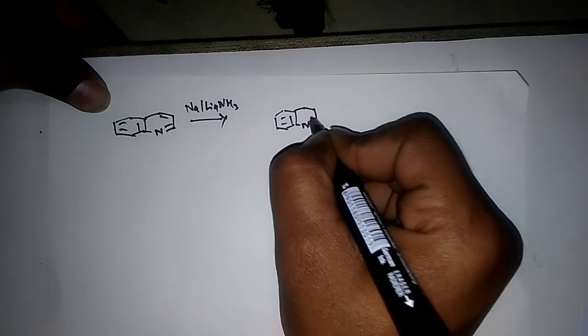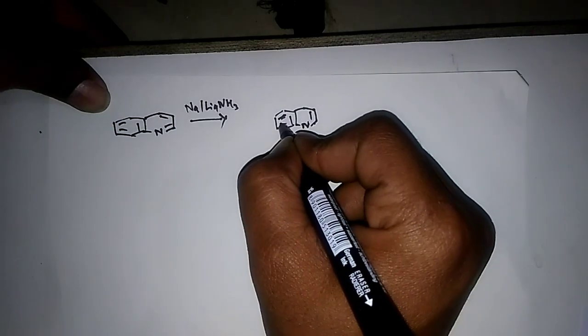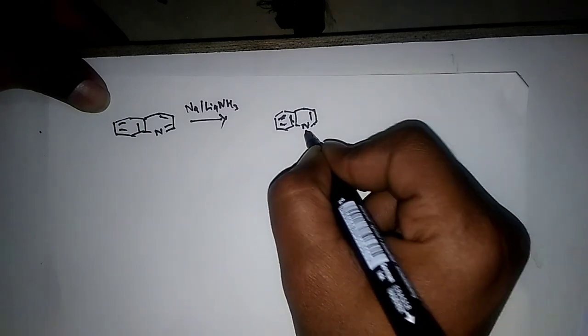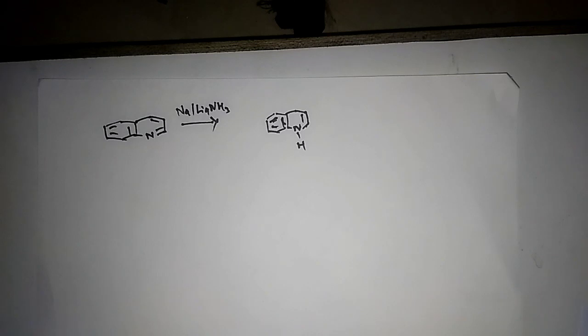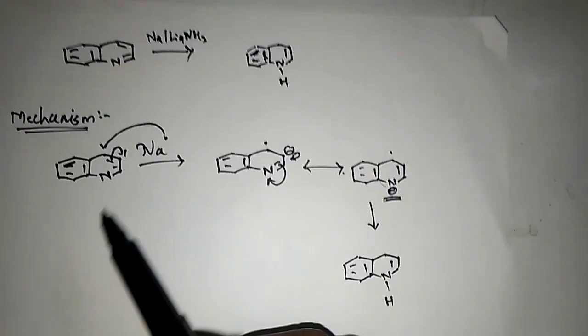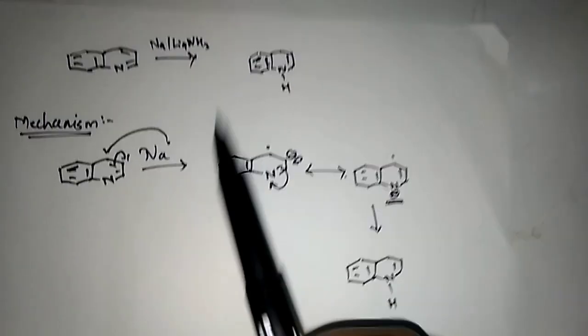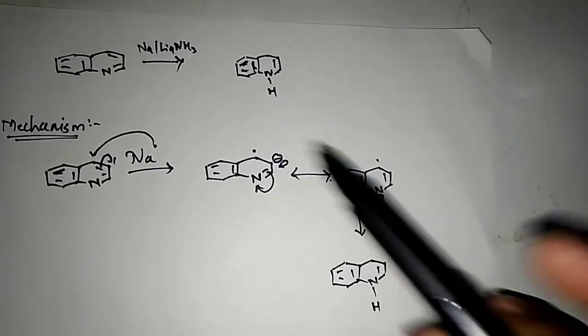Then you think for yourself whether it is right or wrong. So this is the product. Now pause the video and make the mechanism yourself. Okay, so hope you did it. Now let's see the mechanism.